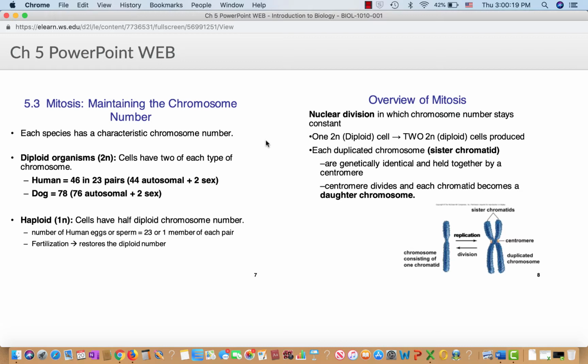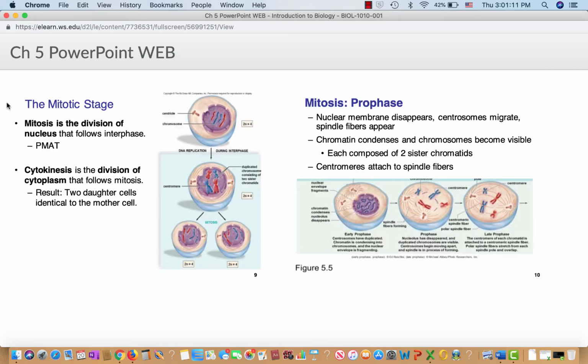During mitosis, you have nuclear division in which the chromosome number stays constant. So basically, you break the nucleus of the cell down, you copy your DNA, and then each resulting daughter cell is going to get 1/2 of that, because again, we talked about duplicating your sister chromatids, and then 1/2 goes to each daughter. So the definition for mitosis here is the division of the nucleus that follows interphase.